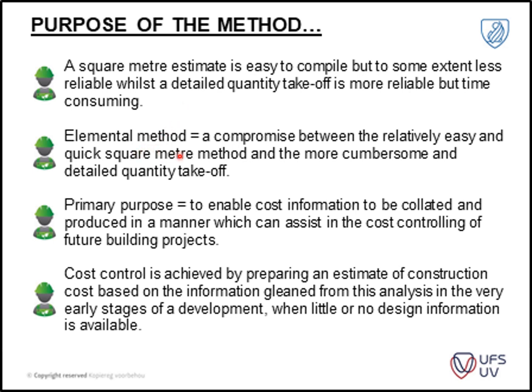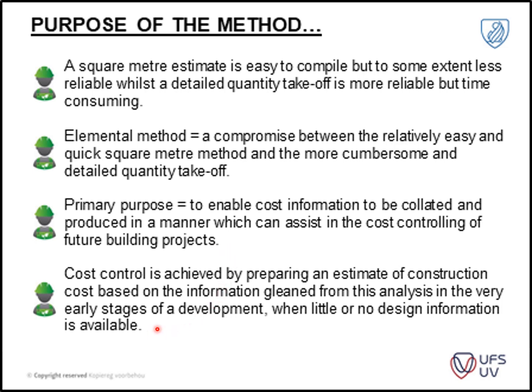So the elemental method, a comparison between the relatively easy and quick square meter method and a more cumbersome and detailed quantity takeoff, is combined. So at a high level, you're just breaking your project into different elements to make sure that you have an accurate per square meter rate that you apply to the different sections of your building. So the primary use of this is to enable cost information to be collated and produced in a manner which can assist in the cost controlling of future building projects.